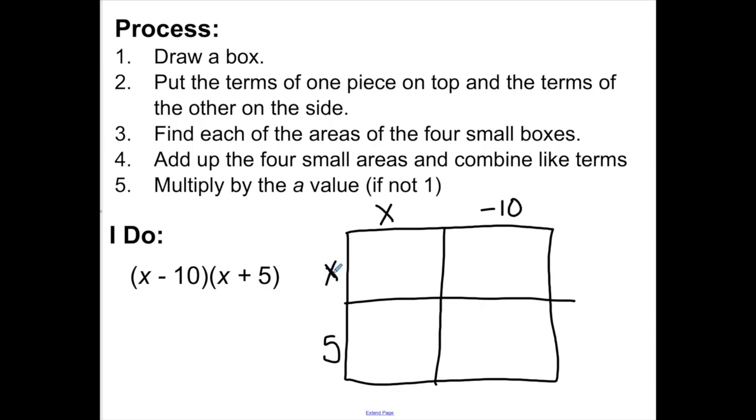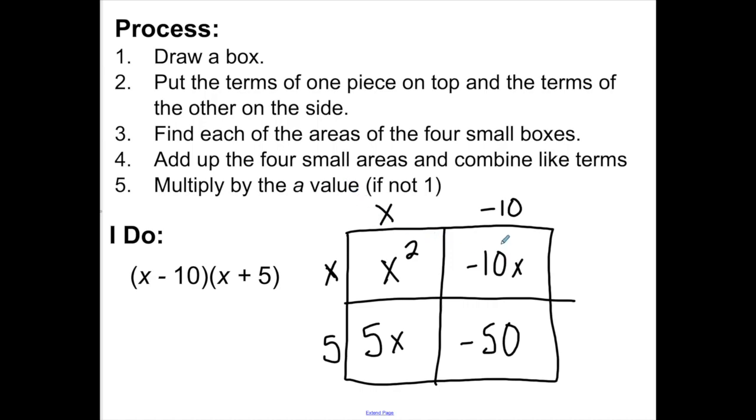So x times x gives me x squared. X times -10 gives me -10x. X times 5 gives me 5x. And 5 times -10 gets me -50. Okay, so just think about how I'd multiply these all out. I think we're good with those.